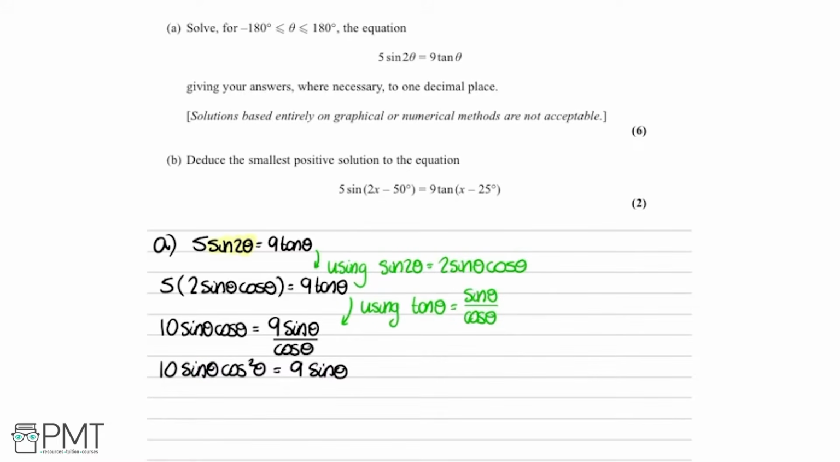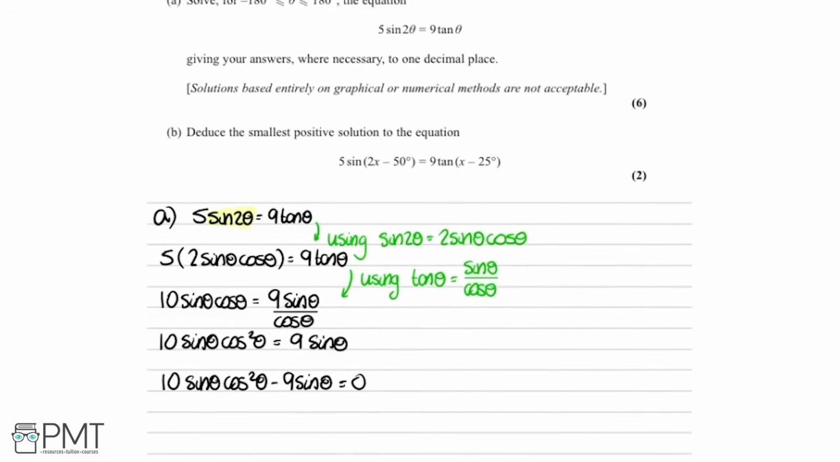So what we're going to do instead is bring the 9 sine theta over to the other side by taking it away. So we're left with 10 sine theta cos squared theta minus 9 sine theta equals 0. And then we're just going to factorise out the sine theta.